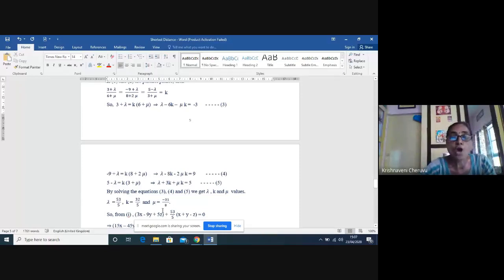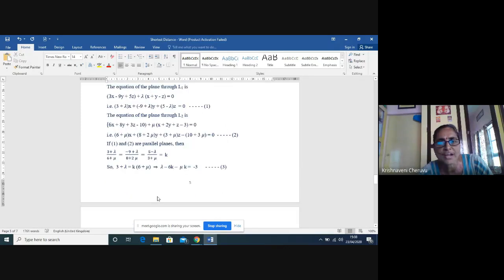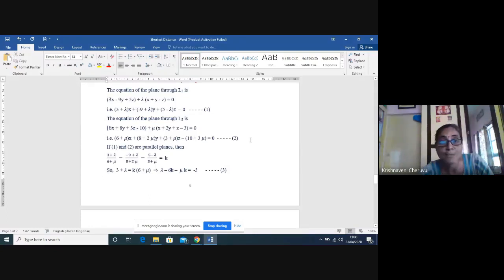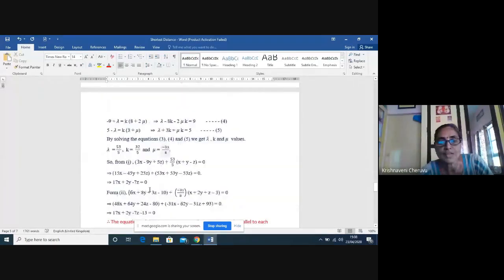So please see how easily you can solve the equations and find the values of lambda, k and mu. After getting the lambda and mu values, you substitute them in equations 1 and 2 to get the planes containing L1 and L2 and parallel to each other. See, here we took the parallel condition, no? So you are going to substitute the lambda value in 1 and the mu value in 2, so that you get two planes like this plane and this plane.